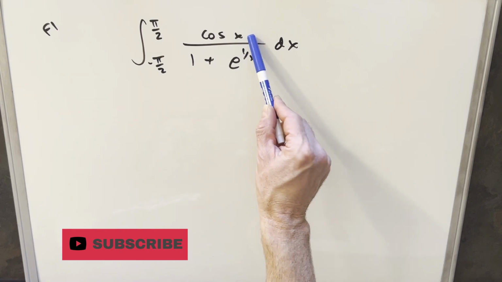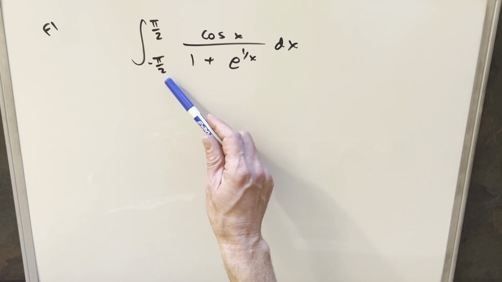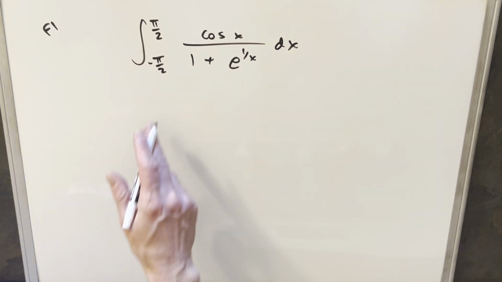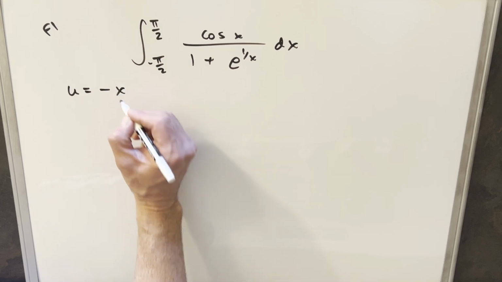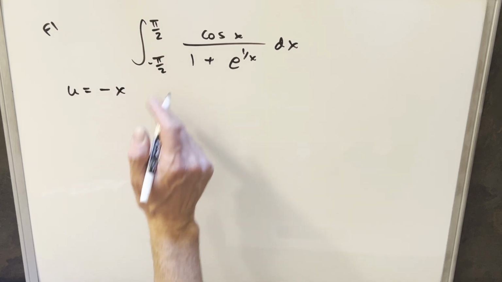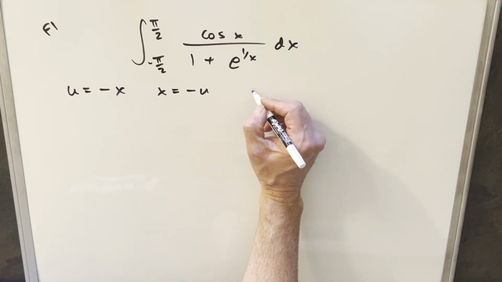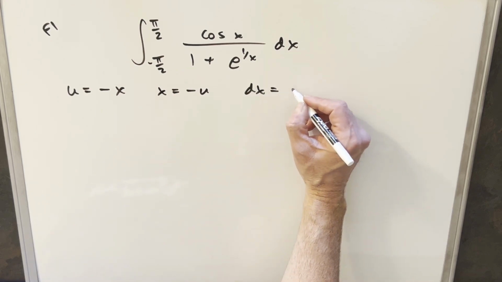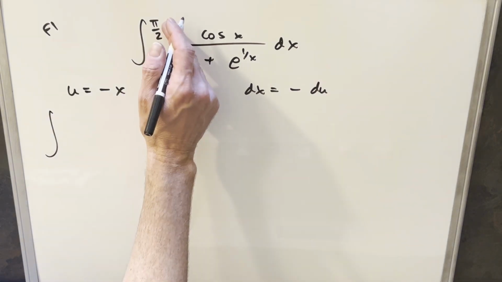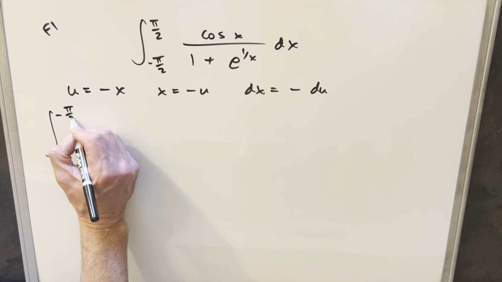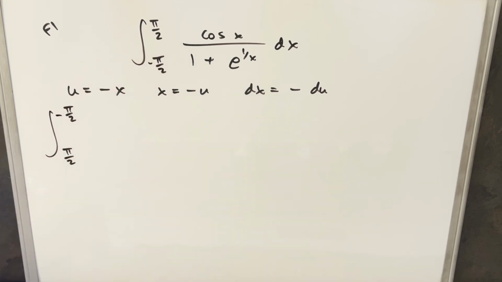Now, cosine x is an even function, 1 over x is an odd function, and we have these symmetric bounds. What I think will work nicely is a substitution: we'll do u equal minus x. Because what that's going to do is flip these bounds around, and then we'll have x is minus u. We'll take our derivative and we find dx is minus du. So we'll go ahead with this substitution. Plugging pi over 2 in here, we end up with minus pi over 2 for the upper bound, and the lower bound becomes pi over 2. Again, just flipping that really.